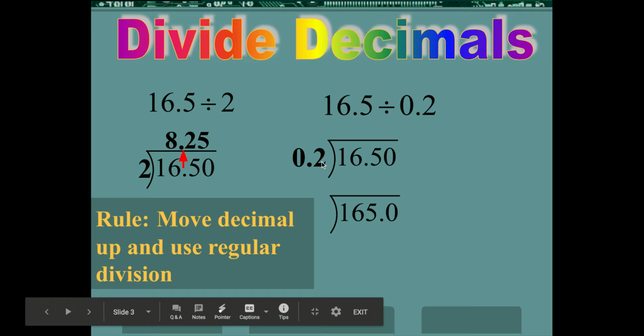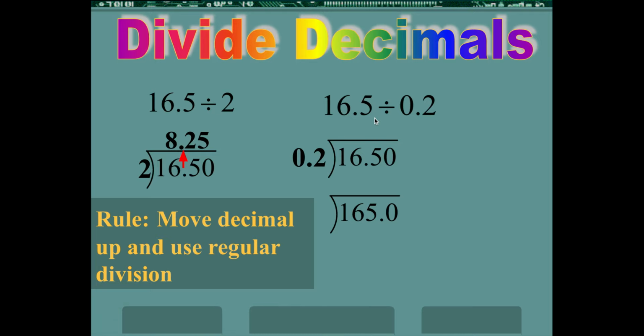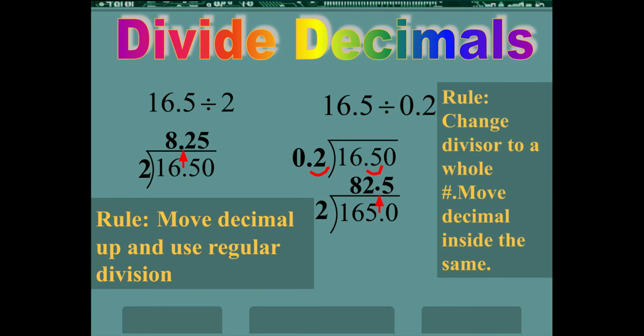Okay, but here we have 16.5 divided by 0.2. So what I'm going to do is make this 0.2 into a whole number, right? So I'm moving the decimal over 1, which means I'm going to move this decimal over 1, just to keep everything the same, right? And then I'm just going to go ahead and put my decimal right here and divide accordingly. Do we see that? So the rule is to change the divisor to a whole number and then move the decimal inside the same amount of times you moved the decimal on the outside.